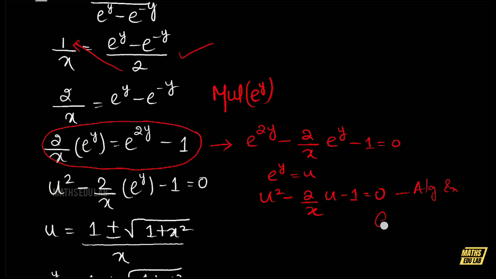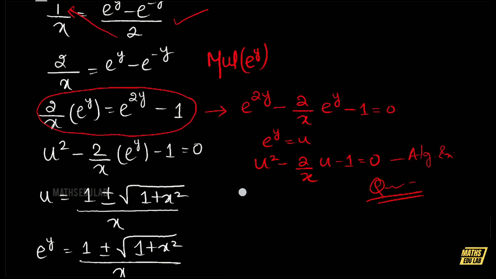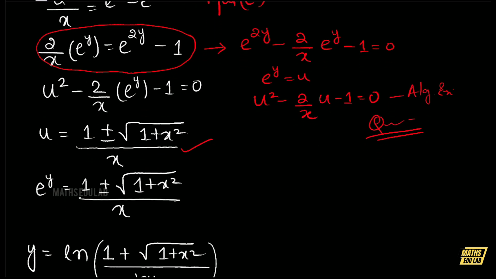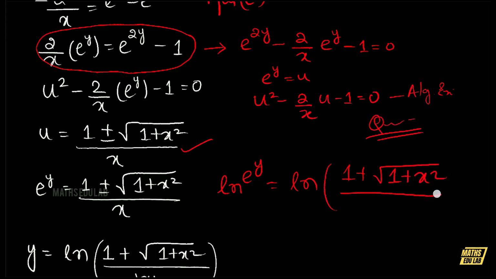Then we can follow the quadratic formula. On following the quadratic formula, we get the value as u equals 1 plus or minus root over 1 plus x square upon x. So we know u is nothing but e to the power of y. To cancel out this exponential, we have to take ln on both sides. That means ln e to the power of y equals ln of 1 plus or minus root over 1 plus x square upon x. Here we will take the positive one only, since e to the power of y is a positive value. So 1 plus root over 1 plus x square upon x.